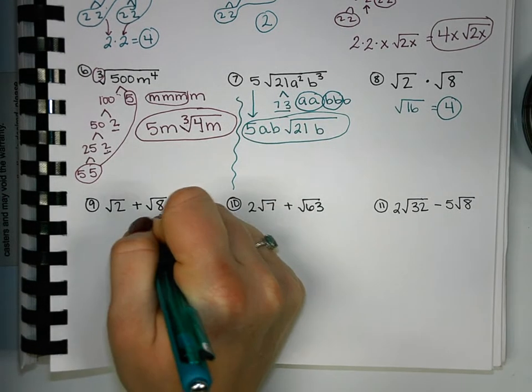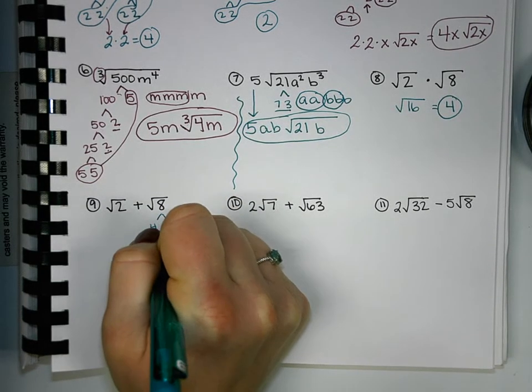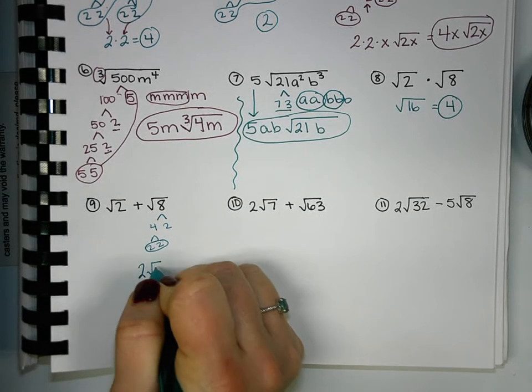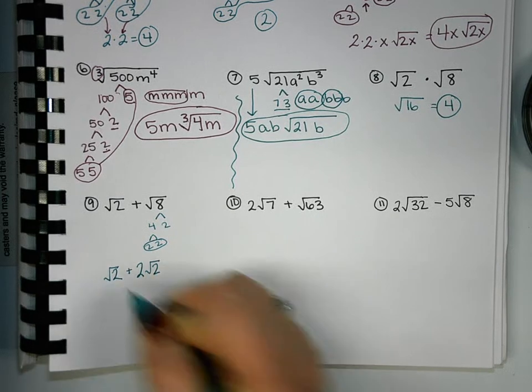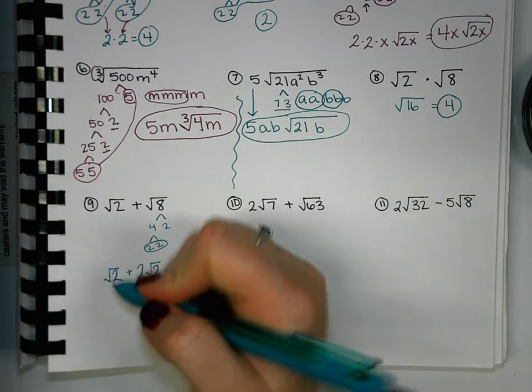Yeah, we have 4 and 2, 2 and 2. We have a pair of 2's. So square root of 8 becomes 2 root 2. Do these have the same square root? Yeah. So then how can we add them together? By adding the numbers in front.